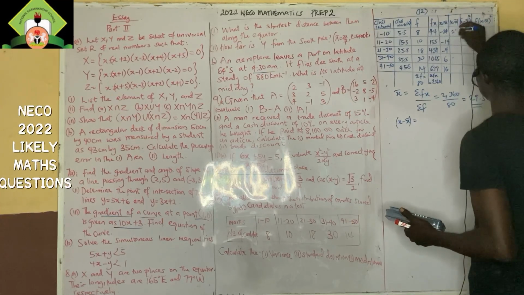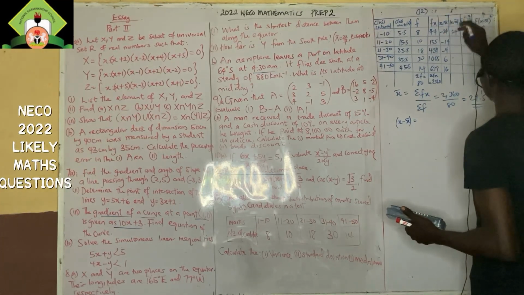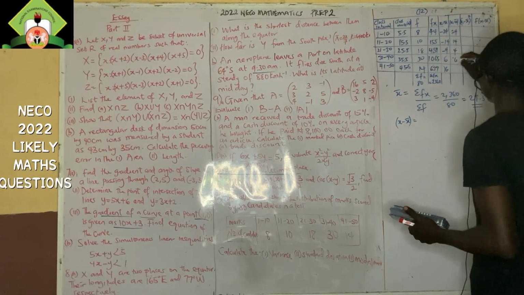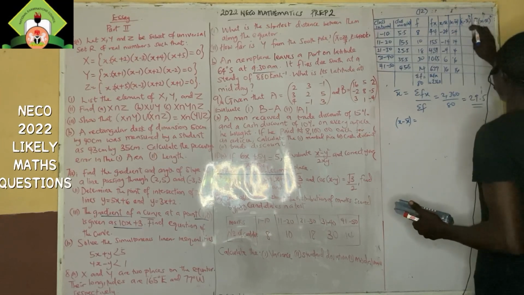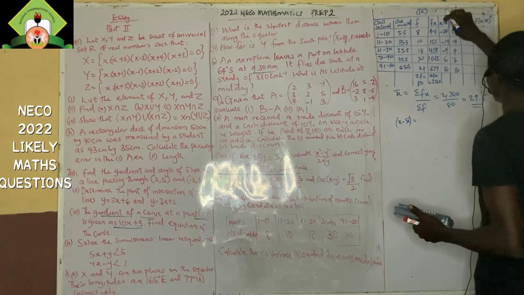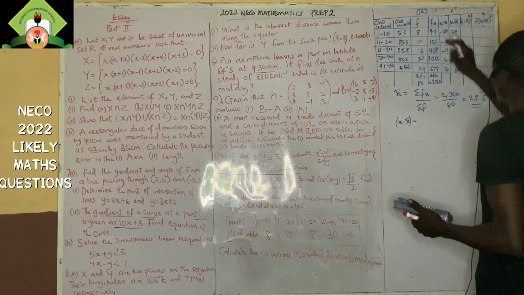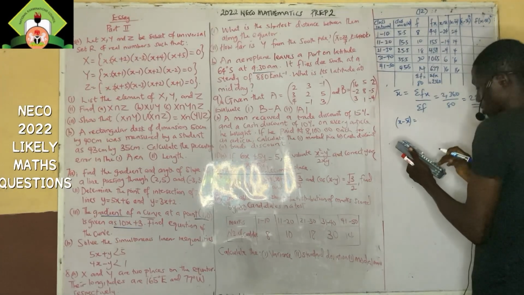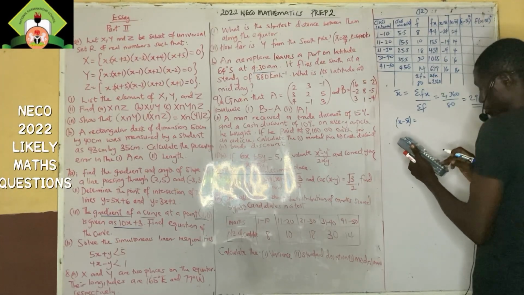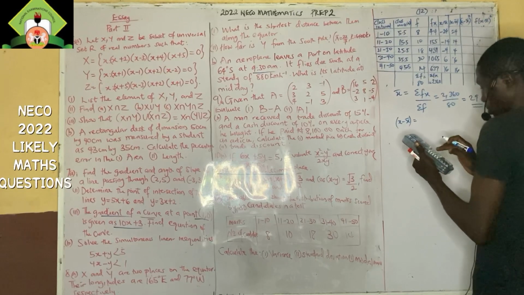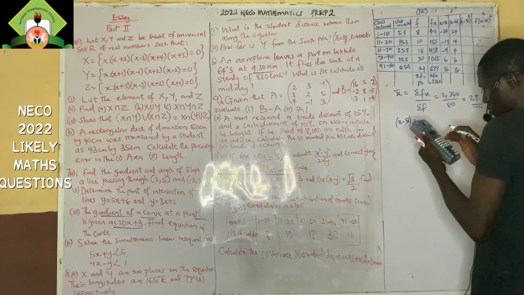But let's just take the absolute, which means that you are going to remove the sign: 24, 14, 4, 6, 16. Now you have to square this. Minus 24 squared will give you positive.